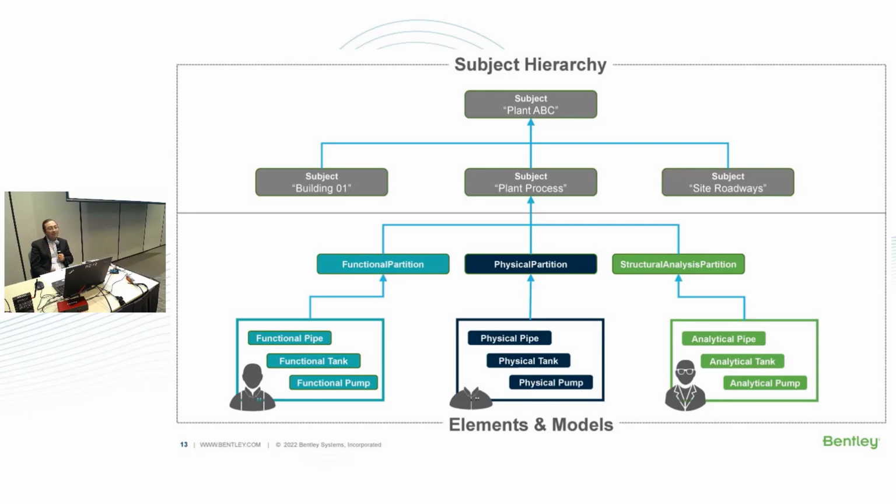The element at the center, called physical partition, is advertising that what follows is a model, a container, that has the elements that are describing a particular subject. In this case, the physical pipes. Same with the functional partition, being the entry point to a model capturing the elements for the functional modeling perspective of that subject, and the structural analysis as well.